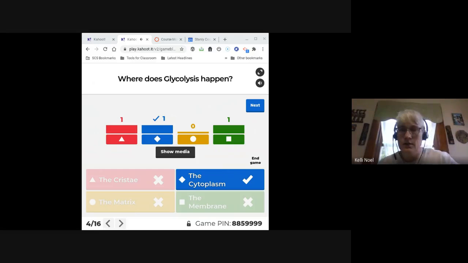All right. Cytoplasm. So in the cell, before we talk about mitochondria, the cytoplasm is where glycolysis will occur. Remember, it splits the glucose into two molecules. That molecule that starts with a P, pyruvate.